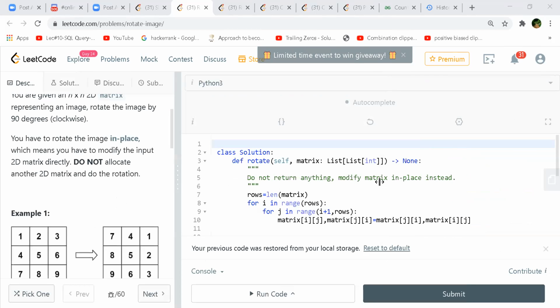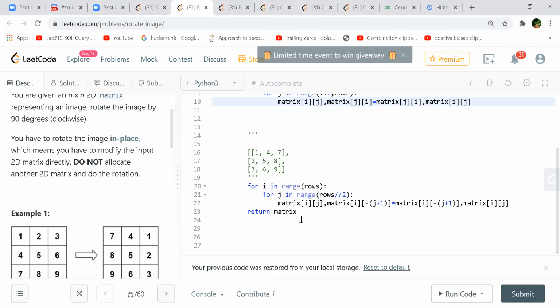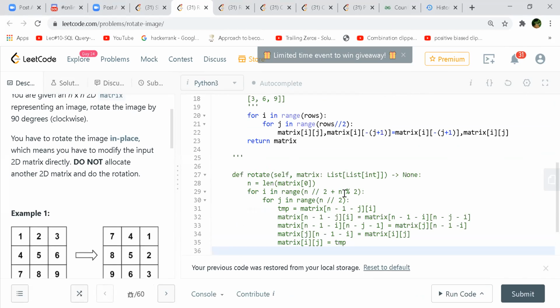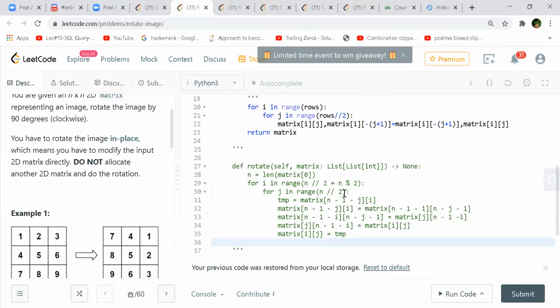So why is it n by 2? It's because it's layer by layer. If you see a 3 by 3 matrix, there will be 3 layers. Sorry, 3 by 3 will have 2 layers, the outer 2 layers, right? Yeah, it's 2 layers. That's why it's n by 2.